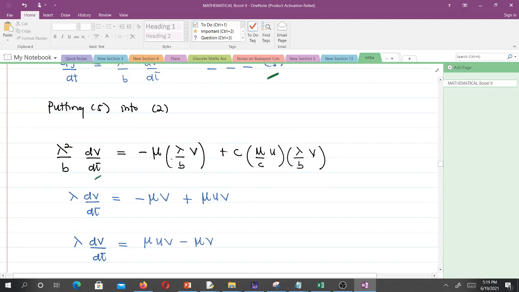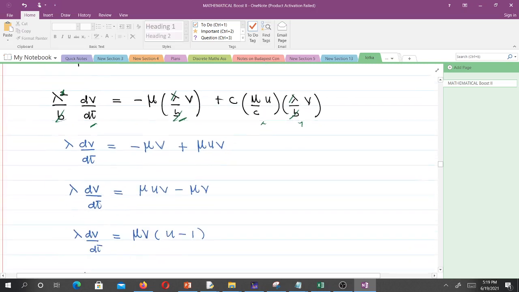equal to minus mu, but now the whole of this is y, the whole of this is y. Alright, so one of the lambdas here will cancel this, and it will also cancel this, and b will cancel b. Okay, so we'll be left with lambda dv/d tau will be equal to minus mu v plus mu uv, and this is the same as lambda dv/d tau equals mu uv minus mu v.